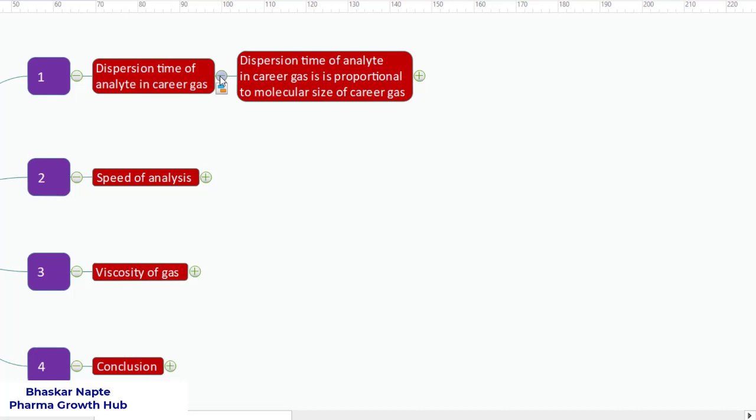So we have three carrier gases: nitrogen, helium and hydrogen. Which carrier gas has the highest molecular size? It is nitrogen, right? Then comes helium, and lastly hydrogen. So nitrogen has the higher molecular size and hydrogen has the least molecular size among these three carrier gases.